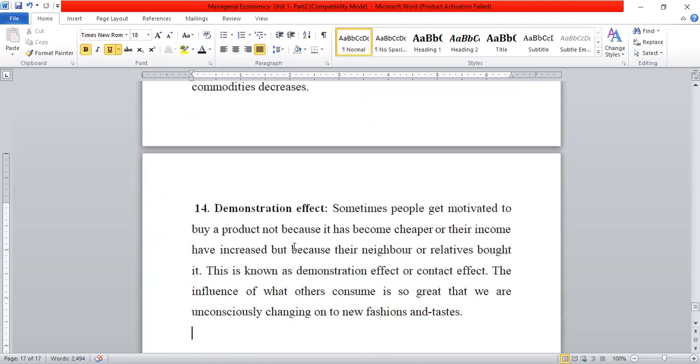And then the demonstration effect. Sometimes people get motivated to buy a product because their neighbors or relatives bought that product. So this is called the demonstration effect or contact effect. The influence of what others consume is so great that we are unconsciously changing to a new fashion and taste.